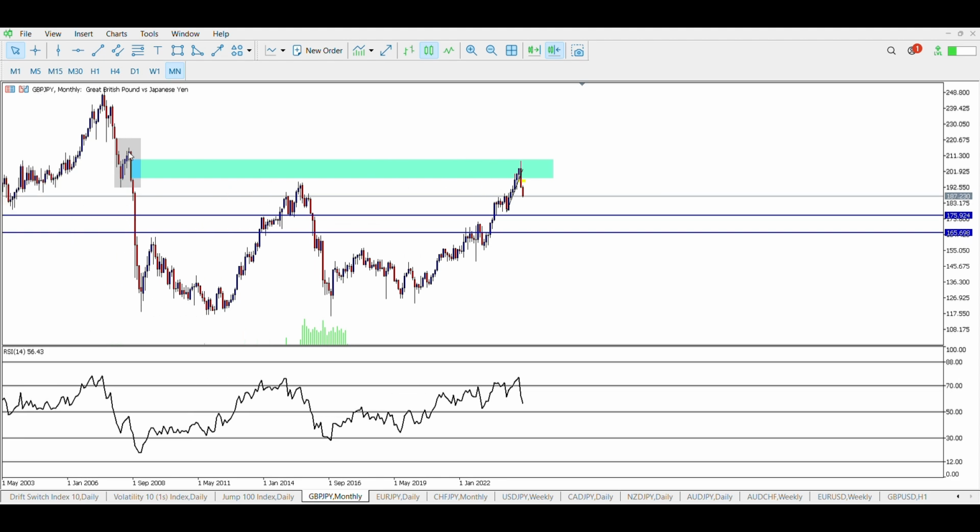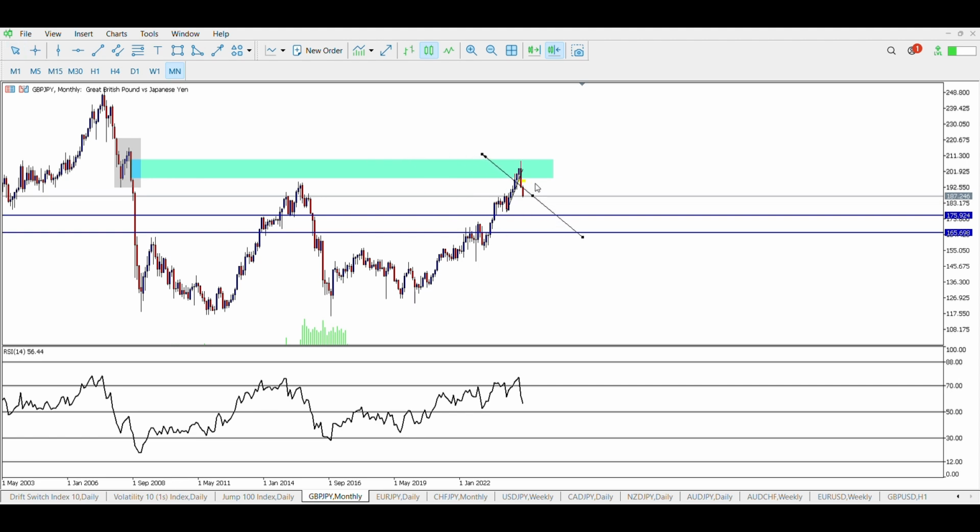And this supply zone, fellas, is very potent because prior to this move, it had not been tested before. And this was way back in the 2000s. And if you check the base drop supply zone, we also identify the fair value gap.